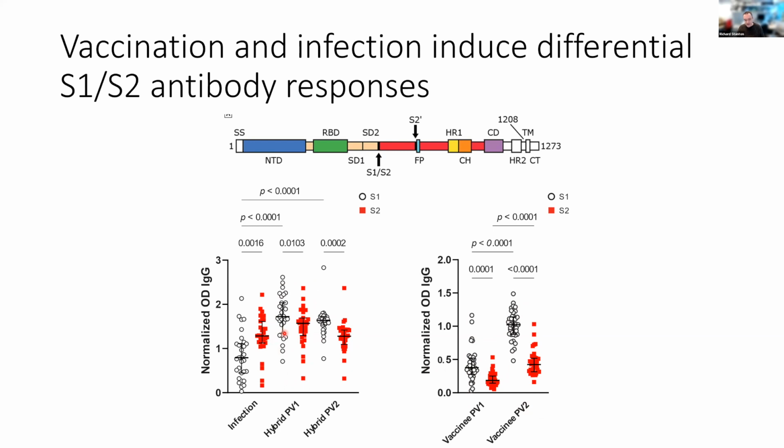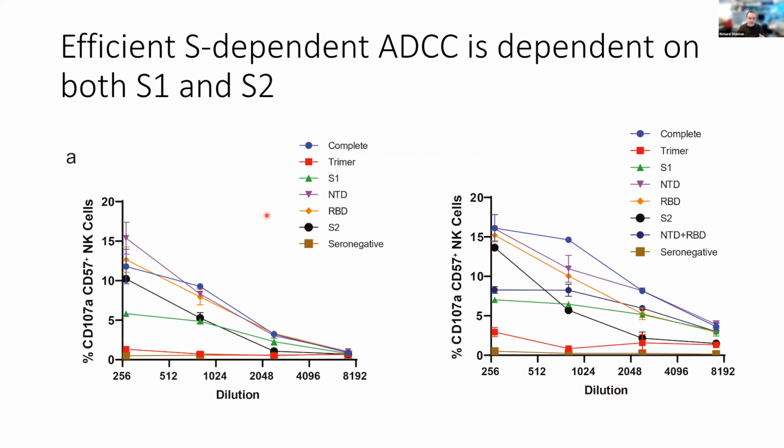To see if this was the reason for the difference in ADCC responses between the hybrid and the other two cohorts, we went on to take sera and deplete them of antibodies targeting various domains of spike, and then to use these sera in an ADCC assay against live virus. It's a complicated graph. I'll try and walk you through it. Basically, we diluted these sera to the point where we've diluted out the membrane and nucleocapsid antibodies, and so we're looking purely at spike-dependent responses here.